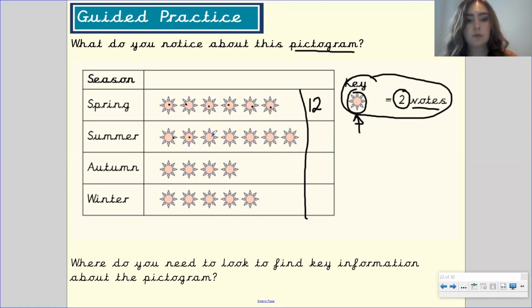Summer, we've got 1, 2, 3, 4, 5, 6, 7 suns. For every one sun, it's 2. So we're doing 7 times 2, which is 14. Well done. Okay, let's go to autumn. We've got 1, 2, 3, 4 suns, but for every one sun, it's worth 2 votes. So that means we've got 8 votes, because 4 times 2 is 8. And then winter, we've got 1, 2, 3, 4, 5 suns, but for every one sun, it's 2 votes. So that means we've got how many votes? 10. Great work, because 5 times 2 is 10.